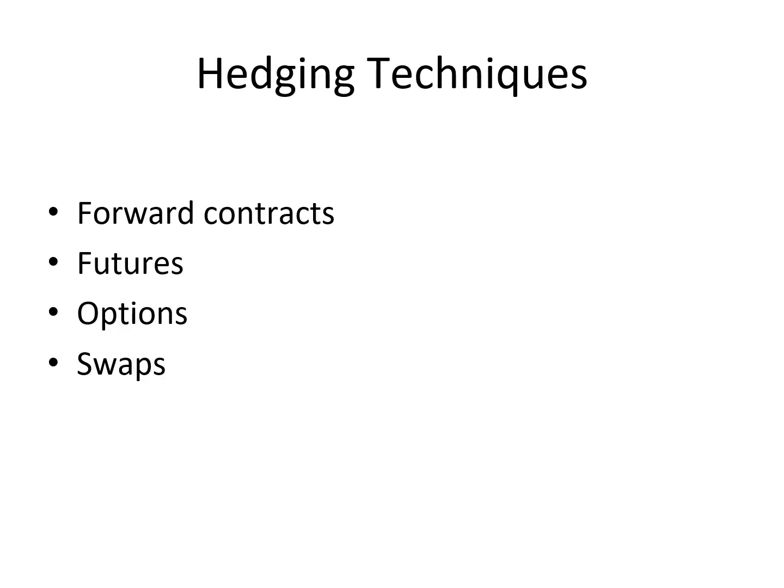Hedging techniques. To reduce FX risk, companies use derivatives like forward contracts, futures, options, and swaps. Forward contracts lock in rates for future transactions. Futures are standardized contracts. Options provide the right but not the obligation. And swaps allow exchanging cash flows. Proper hedging protects profitability.